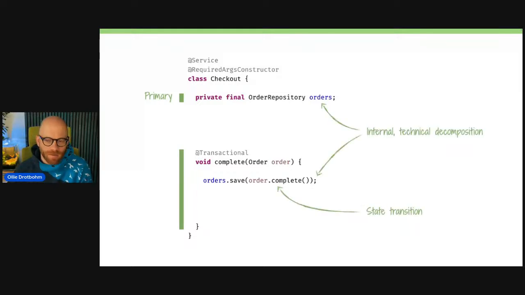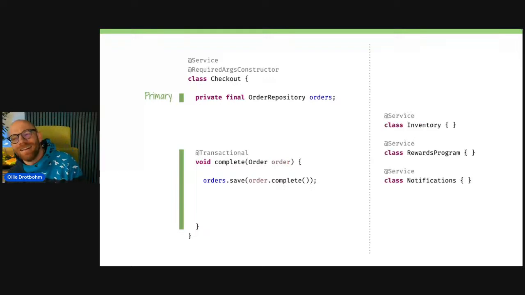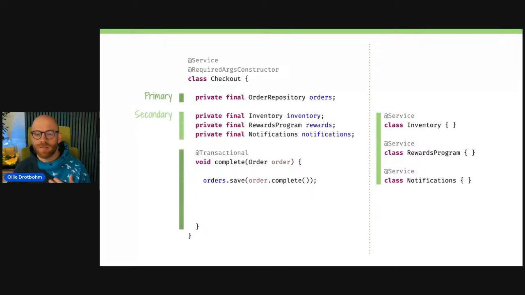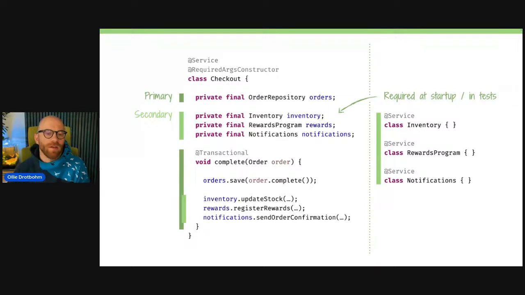The next thing is the existence of the beans of the different parts of the system that form the APIs of the other parts. They have some API: inventory has a method, the rewards program, notifications, a couple of methods each. The way that we would connect these things to the checkout is, in this case, constructor injection. We require instances of these types to be present when we instantiate the checkout type. And in our transaction, we then invoke those methods. Right, so that's the state of affairs.